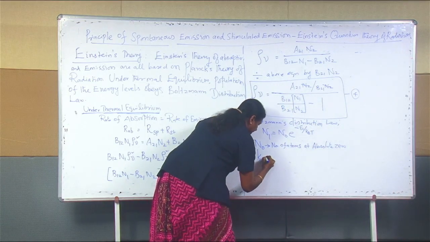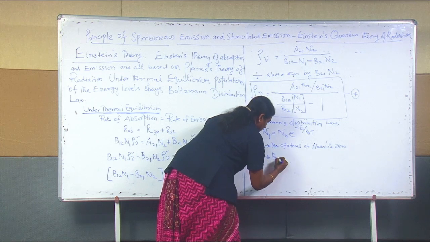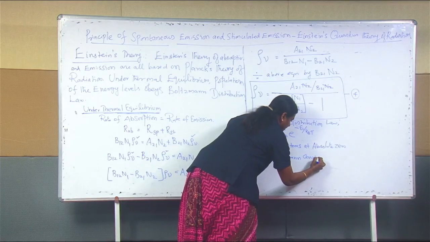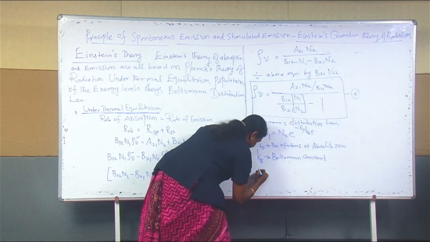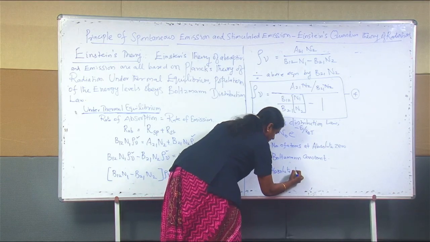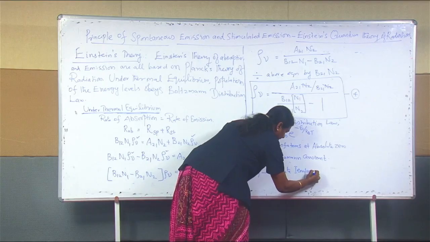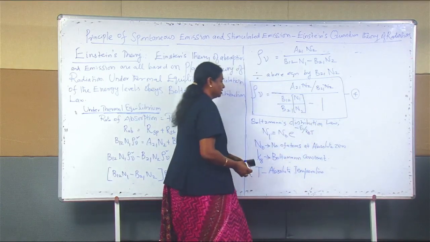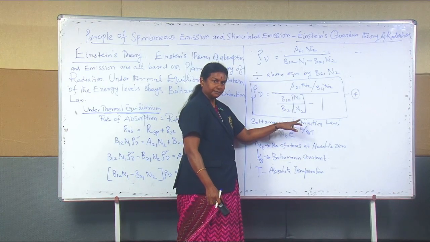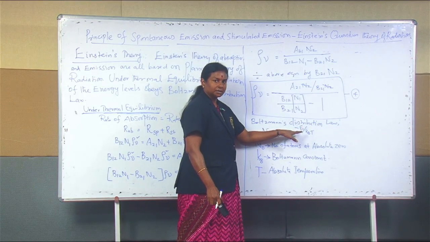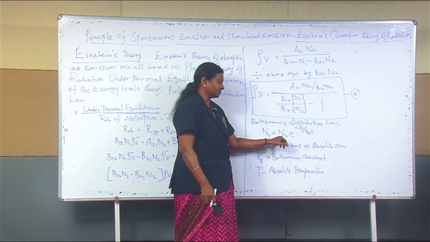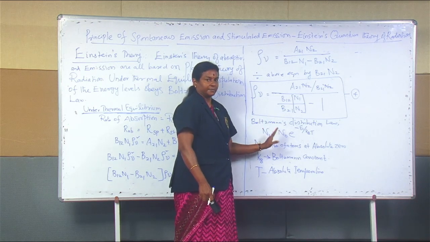kB, K suffix B, is nothing but our Boltzmann constant. What is T? T is nothing but the absolute temperature. You all know absolute temperature. In the exponential, E1 represents the lower energy state or ground state, kB is the Boltzmann constant, T is the absolute temperature, and N0 represents the number of atoms at absolute 0.